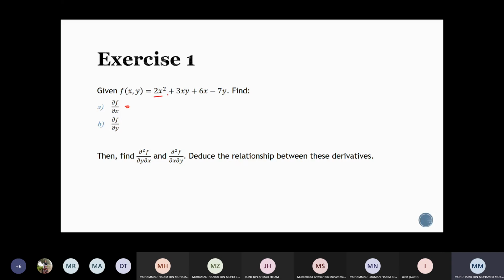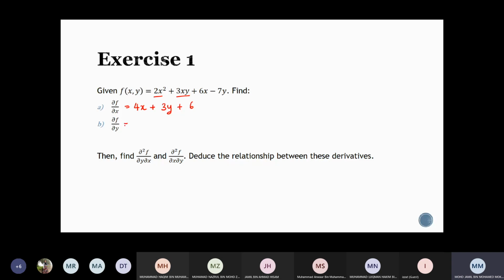Look at the first term, you get 4x. Plus this one, y is the constant, so 3y times x; differentiate that, you get 3y. Plus 6x, so you get 6. And lastly, minus 7y, there is no x, so you just get 0 for this term. So del f del x is 4x plus 3y plus 6.